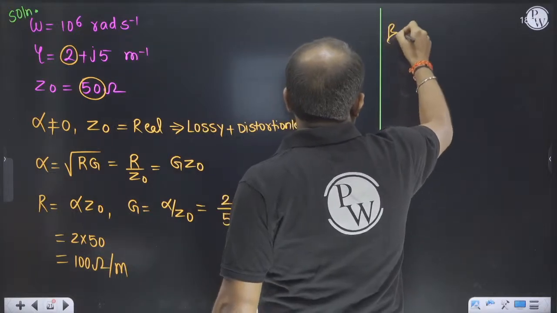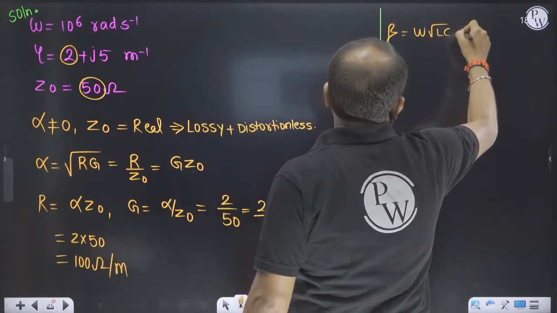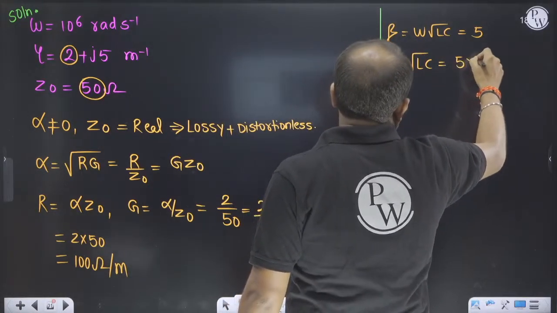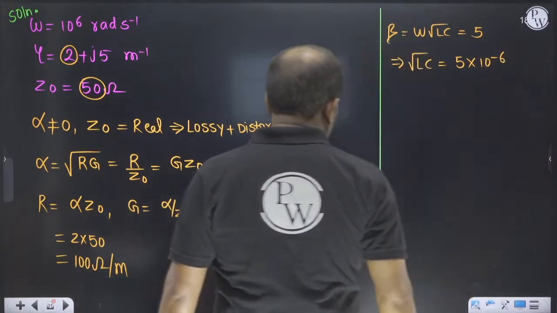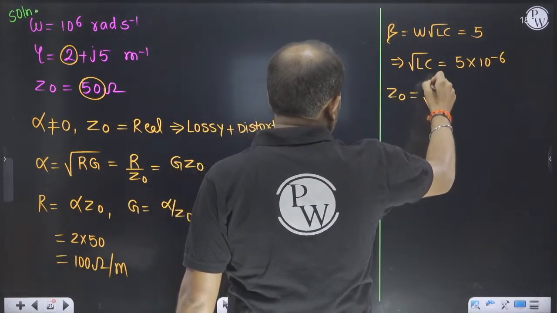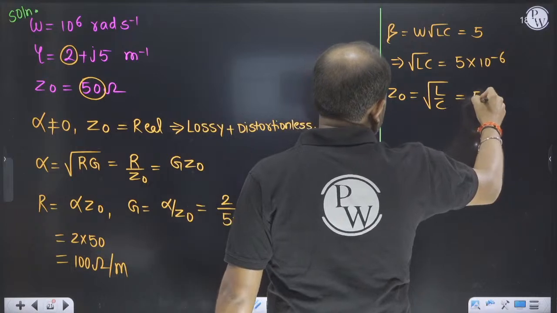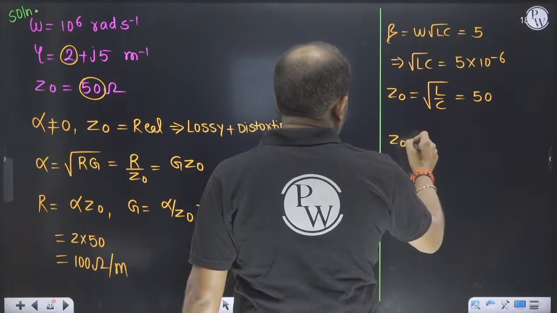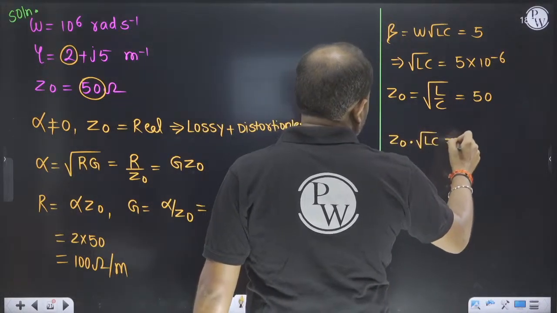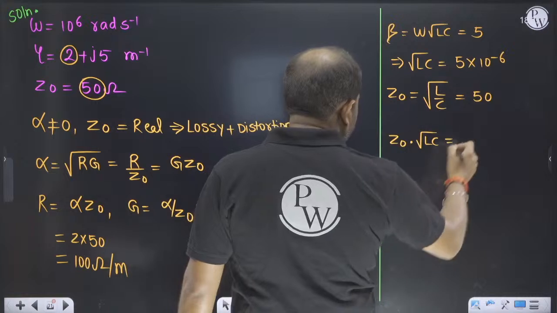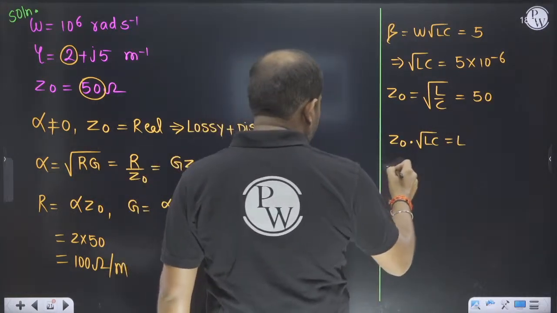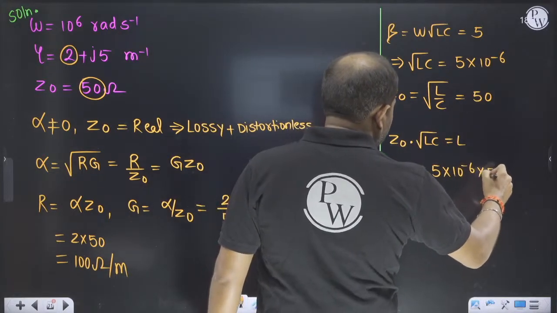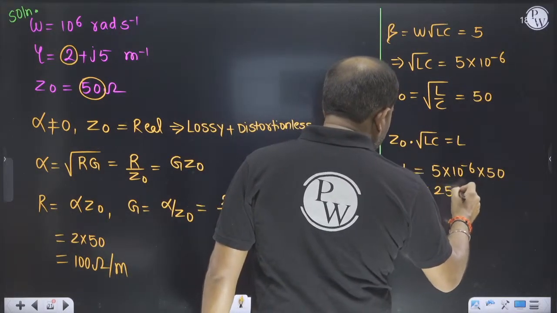So beta is equal to omega under root LC, it is equal to 5. So under root LC is equal to 5 by omega. Omega is 10 to the power 6, so 10 to the power minus 6. Z naught is equal to under root L by C, which is equal to 50. So I will multiply these two. Z naught into under root LC is equal to L. So L is equal to 5 into 10 to the power minus 6 into 50. That means 250 microhenry per meter.